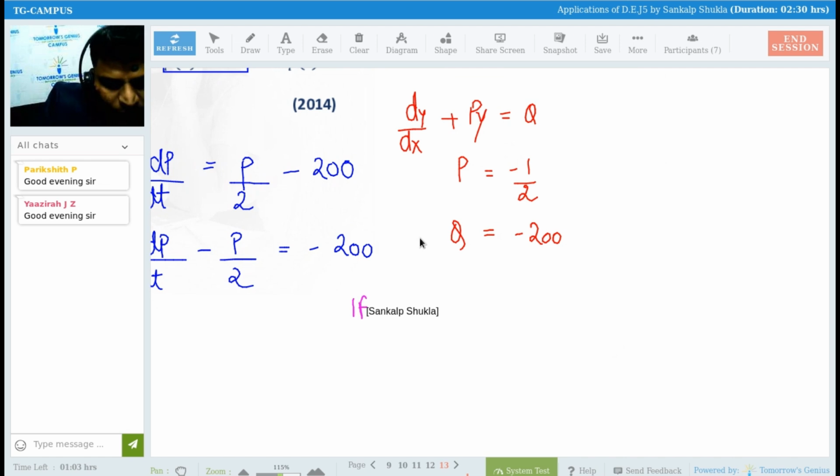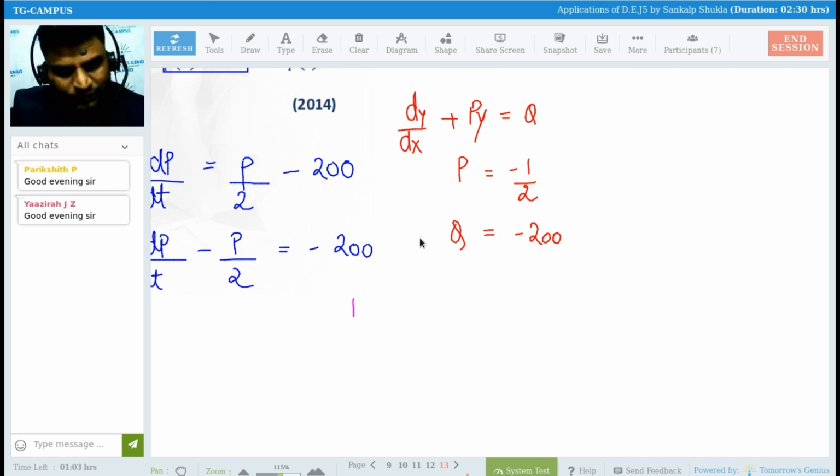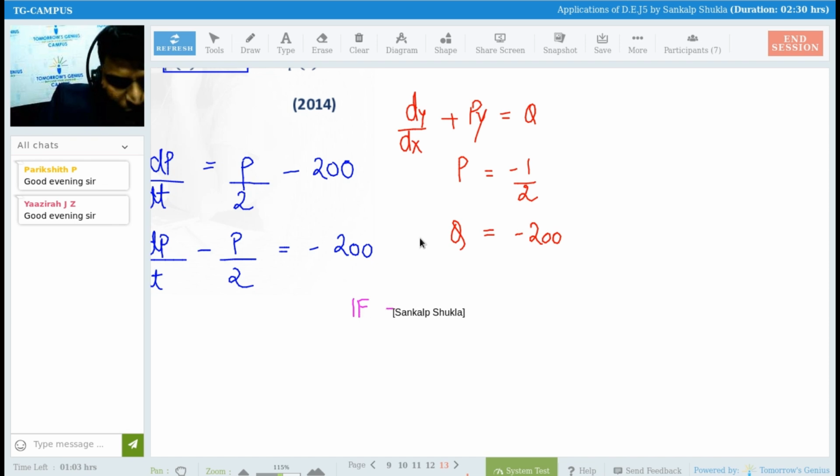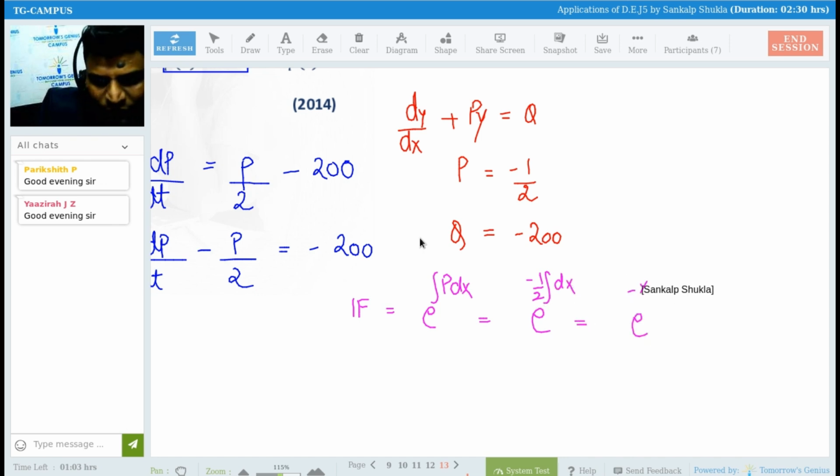Okay, first find the integrating factor. IF is equal to e raised to the power integration of p dx. The value of p is minus 1 by 2, so integration of minus 1 by 2 dx. We can write this as e raised to the power minus x by 2. Got it?